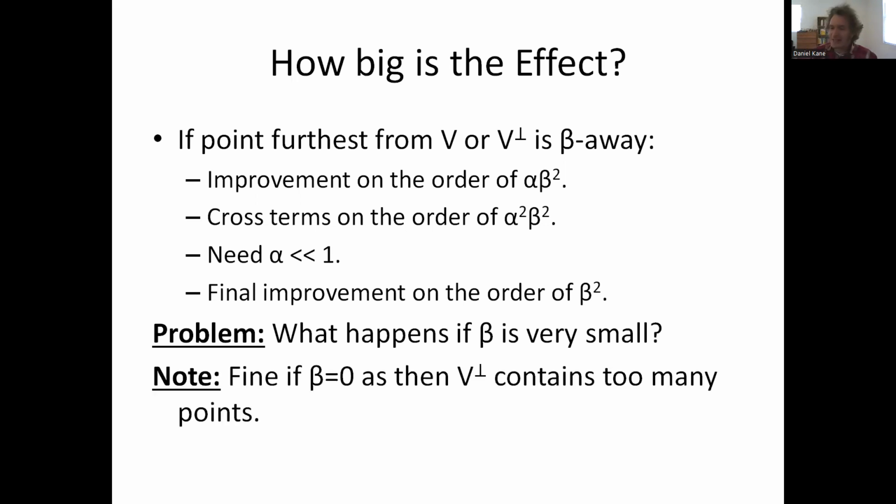Now, you might think that the extreme case is even worse. What happens if beta is 0 exactly? All the points are either exactly in V or exactly in V perp. In that case, though, it turns out that we're fine, because if you've got lots of points that are exactly in V perp, it will be one of these dense subspaces that contains too many points, and in fact will give us the certification that a Forster transform does not exist.